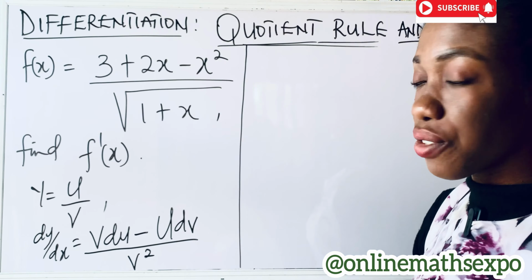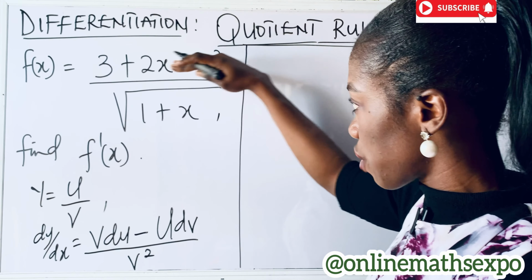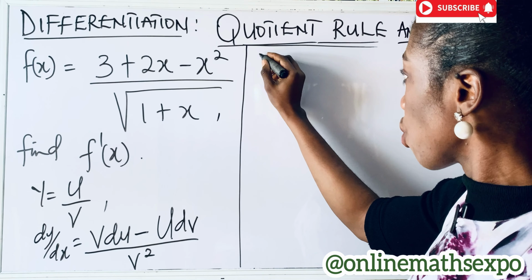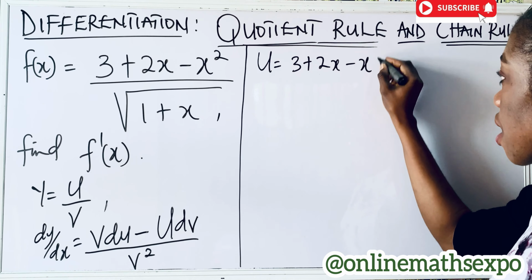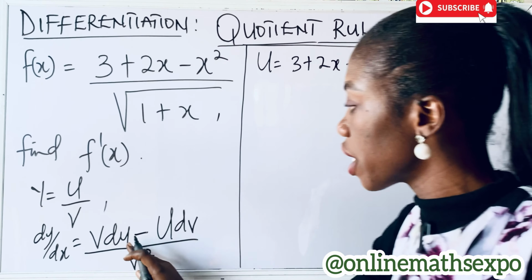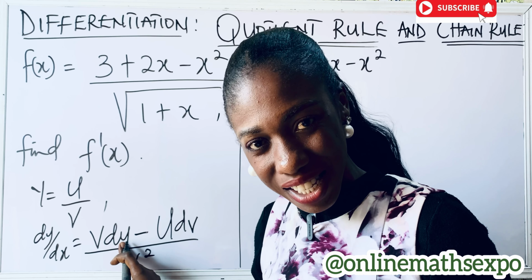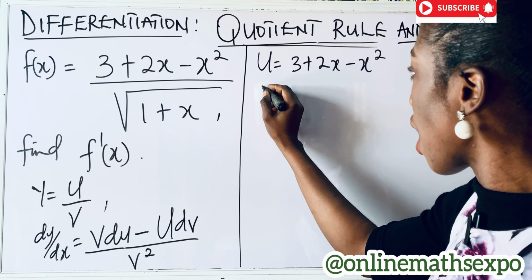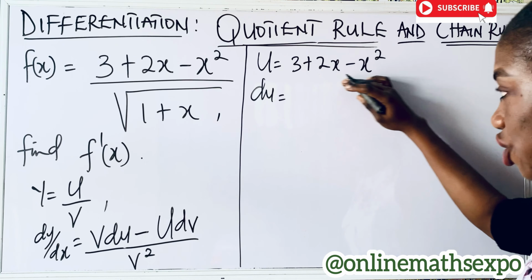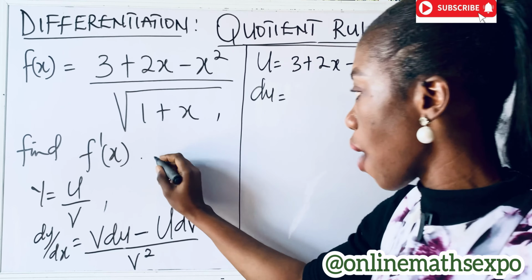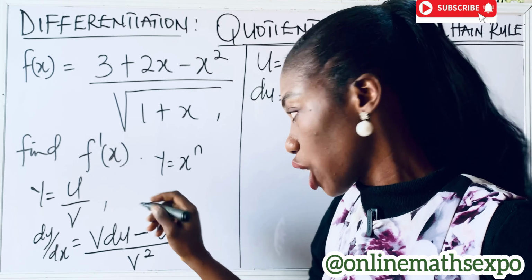Now, let's identify our u and v. Our u is the first function, the numerator. So if our u is 3 plus 2x minus x squared, then can we get our du? du is also the same as du/dx. To get du, we differentiate this using the power rule. Always use your power rule. The link I will also leave in the comments.